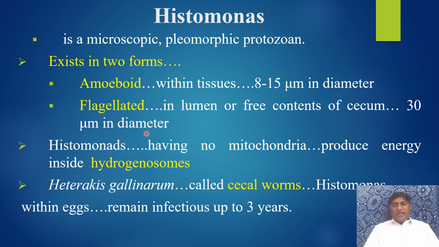Histomonads have no mitochondria. It is very important that they have no mitochondria, but they produce energy inside the hydrogenosomes. Heterakis gallinarum, called the cecal worm, carries Histomonas within its eggs, and it remains infectious for up to 3 years.